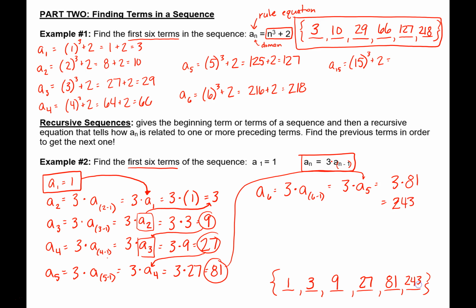All right. So notice in recursive sequences, that means you're going to have a rule that has an n minus 1 in the subscript. That means you're going to have to find the previous one and go back and plug it in. We can't just say a sub 15 is equal to blah. We have to start at the beginning of the list.